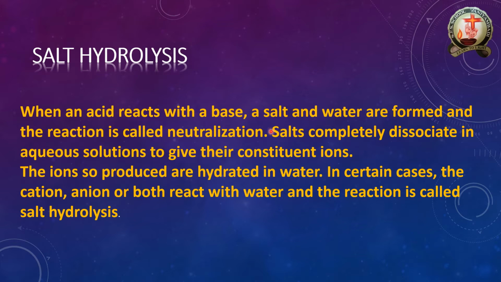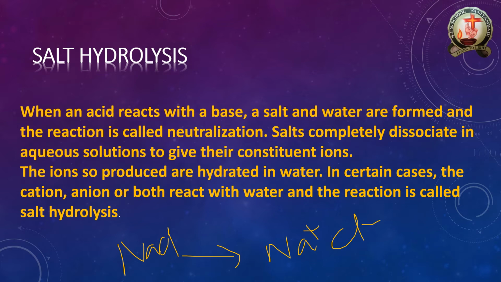In the same kind of thing, the acid reacts with base, producing salt plus water. That is called a neutralization reaction. The salt completely dissociates in aqueous solution to give its constituent ions. Take NaCl as one common example. How does it completely dissociate? Na plus and Cl minus. That is the constituent ions, completely dissociated.